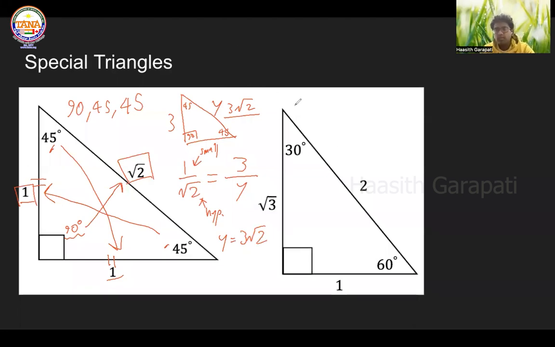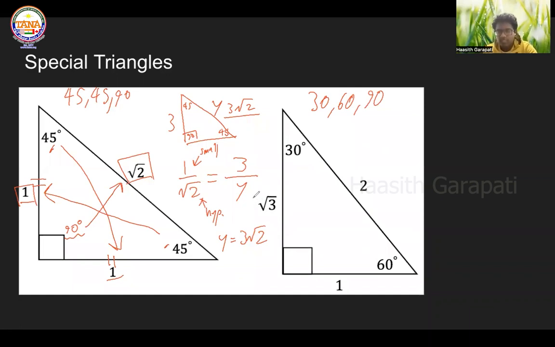And the next one is slightly more complicated. It's a 30, 60, 90 triangle. Oh yeah, it's just a small mistake, but they don't refer to the earlier one as a 90, 45, 45. They refer to it as a 45, 45, 90 triangle.